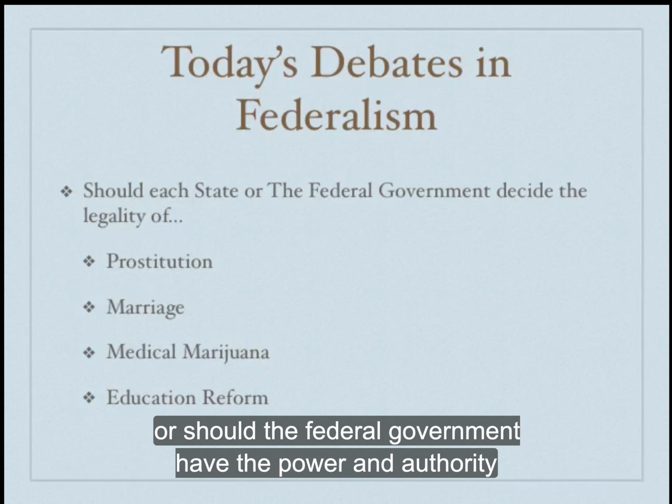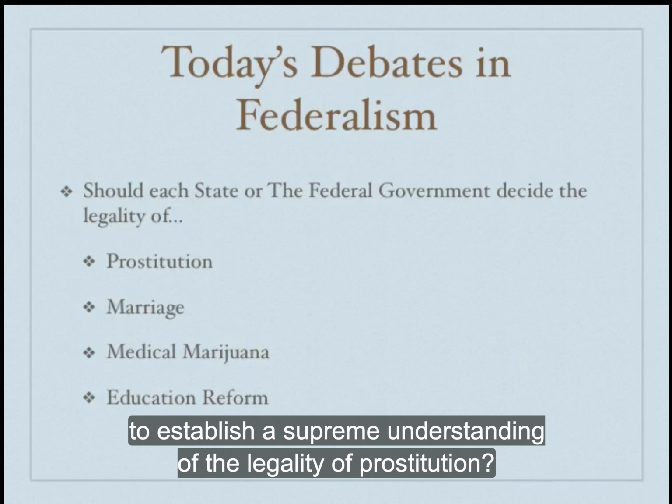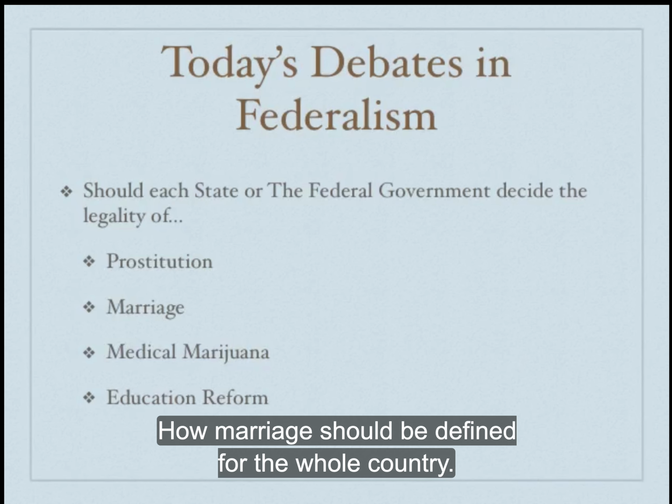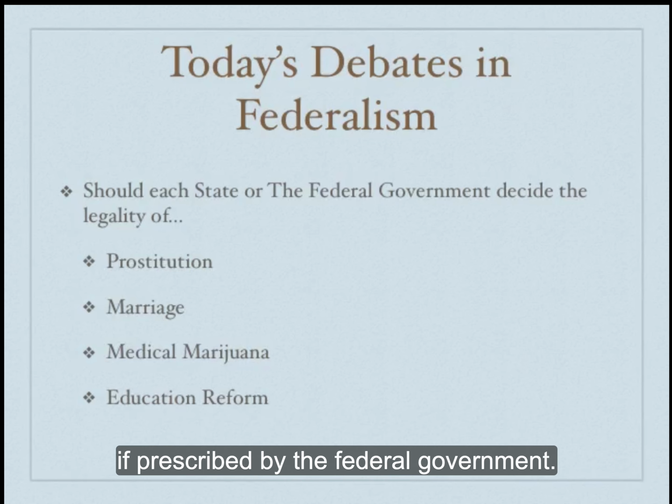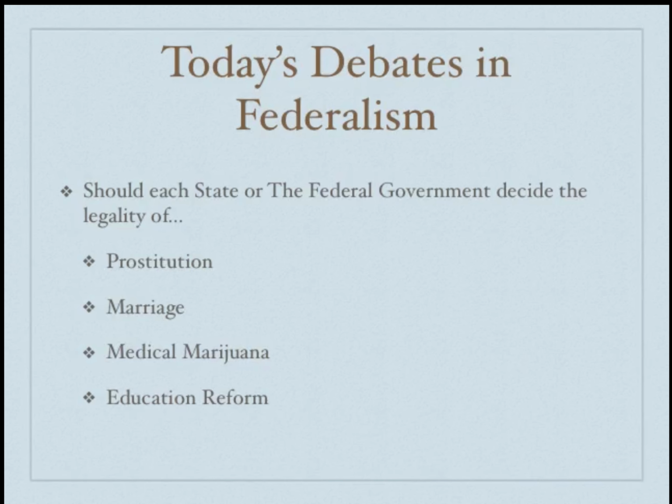Or should the federal government have the power and authority to establish a supreme understanding of the legality of prostitution, how marriage should be defined for the whole country, whether or not medical marijuana is legal and authorized if prescribed by the federal government? What about education reform?